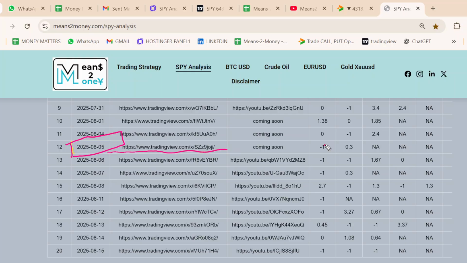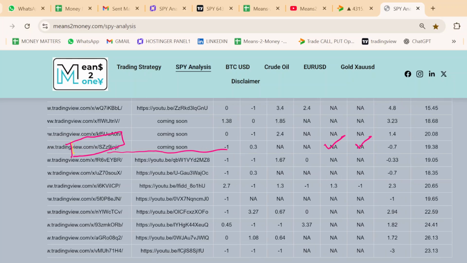First trade, as you remember, was a loss, second trade was a 0.3 profit. Net we lost 0.7 risk to reward on this day. This has been updated here, minus 0.70. Okay, that's all for 5th August.